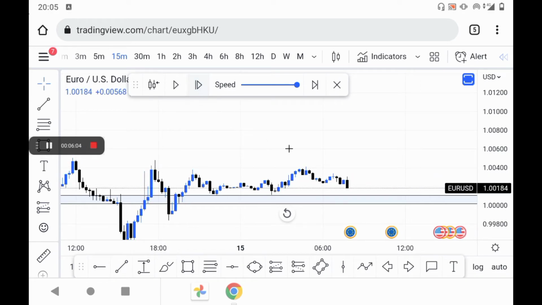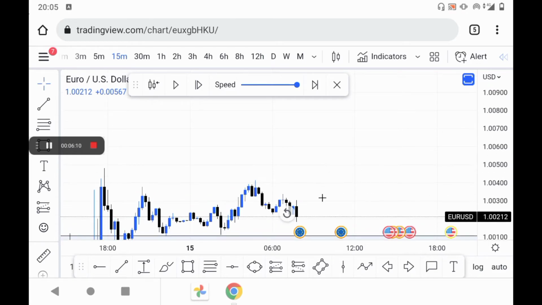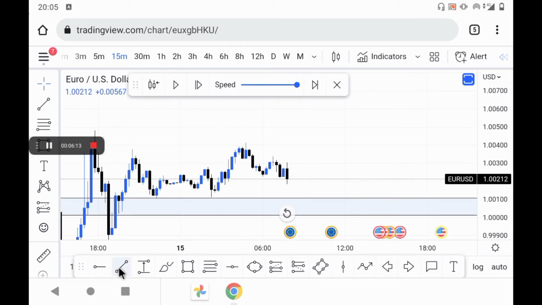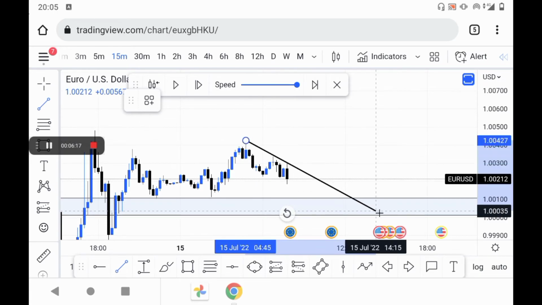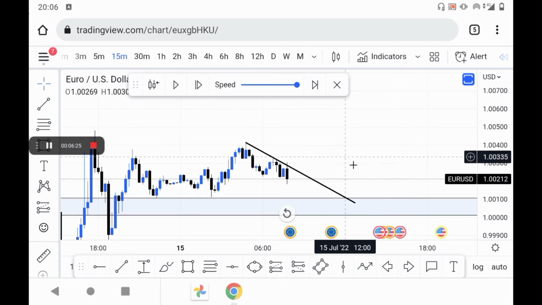Coming down quite nicely. Fast forwarding. What I'm going to do now is I can see a clear lower high. So what I will be doing is drawing a descending trend line. And it's actually somewhat of a flag as well if you're going to copy and clone this trend line. I'm not too concerned about that.